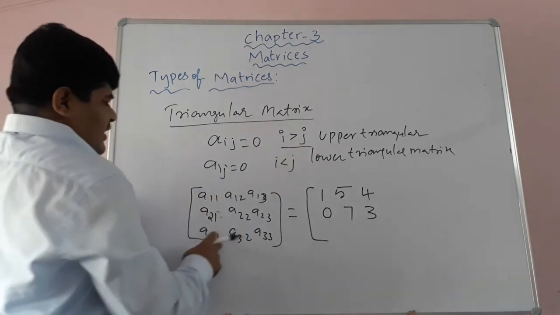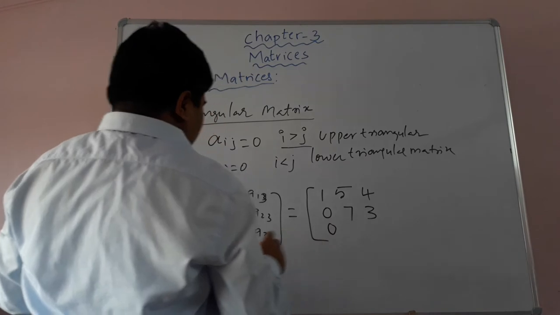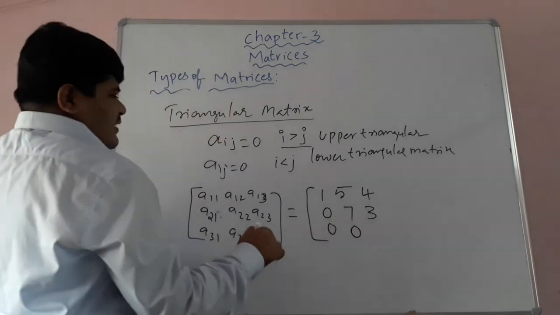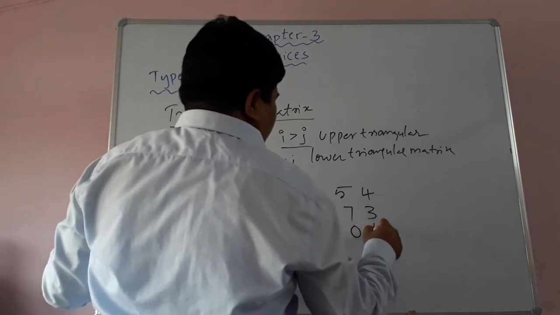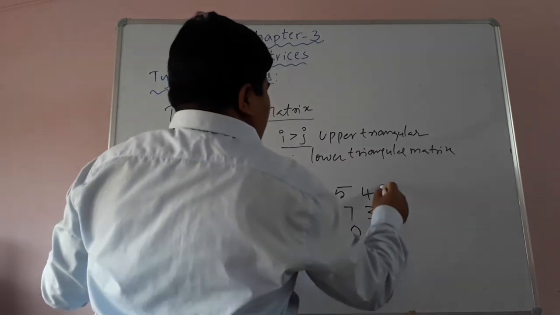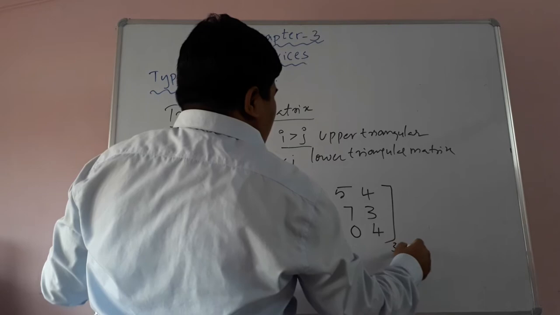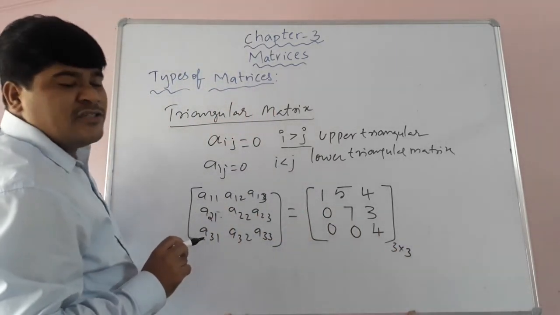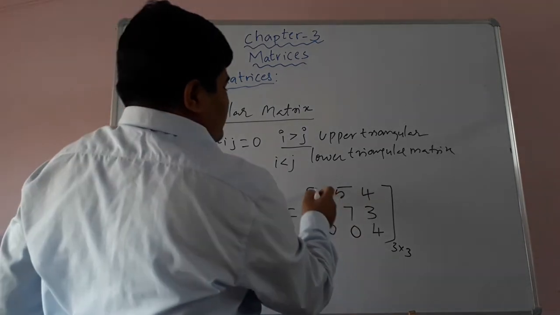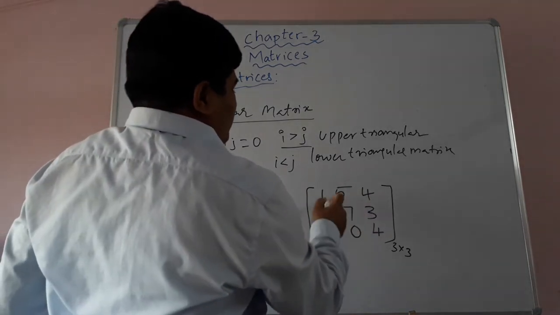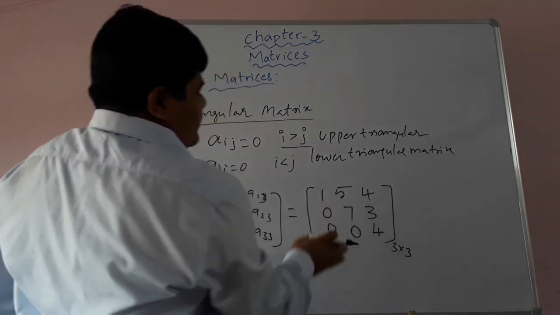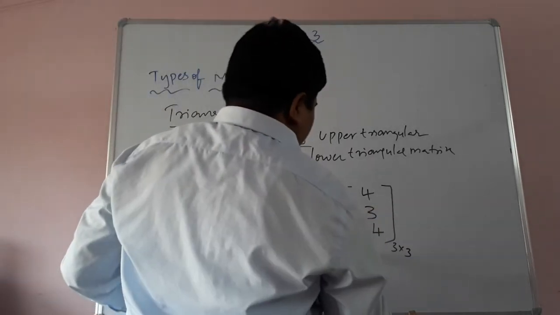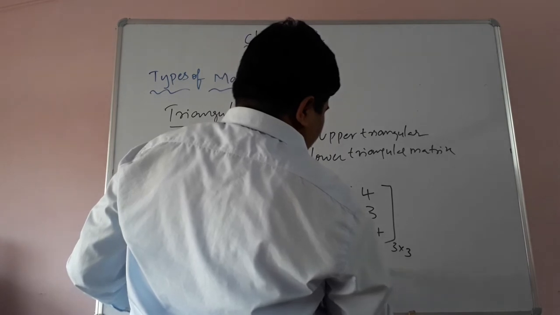Now A31, 3 is greater than 1, it must be 0. A32, 3 is greater than 2, it must be 0. And A33 may be 0 or a non-zero number. So I am taking it as 4. Children, this matrix is said to be an upper triangular matrix. The elements below the diagonal, these 3 elements, are zeros. This is the example for upper triangular.